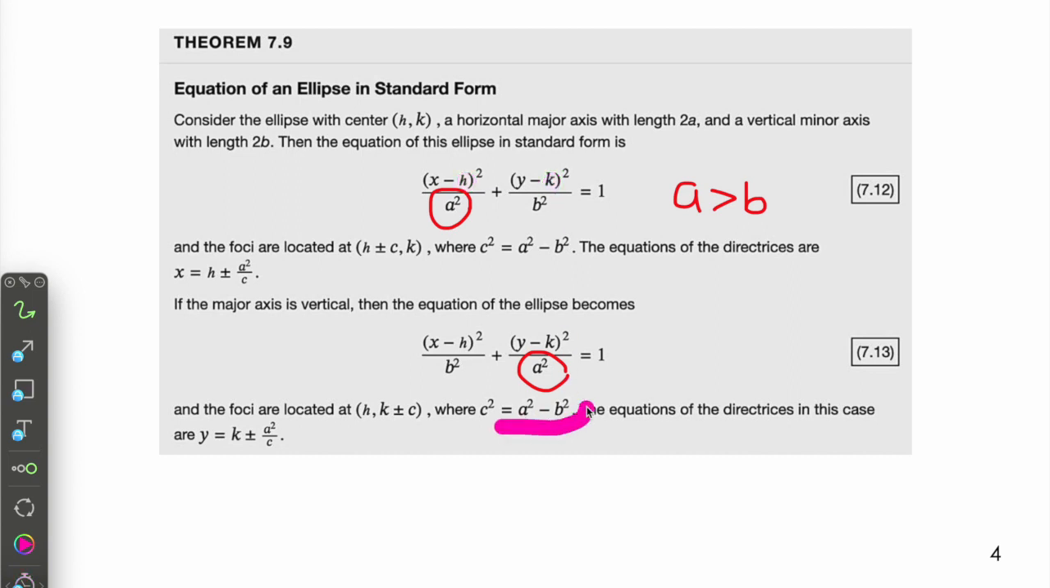And then this is how you determine what your value of c is, so that you come out from the center in either direction to find your focal point. So my center is (h, k), and then I would come out along the major axis in both directions, whatever the value of c is, and that would give you the focus points.